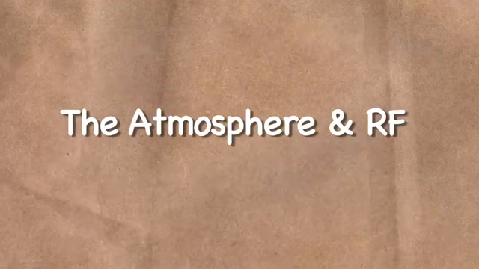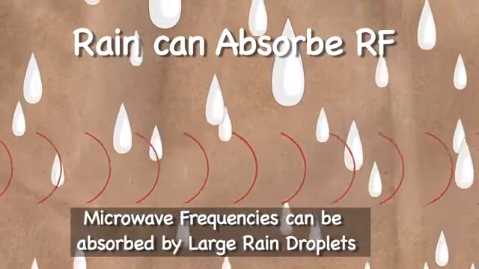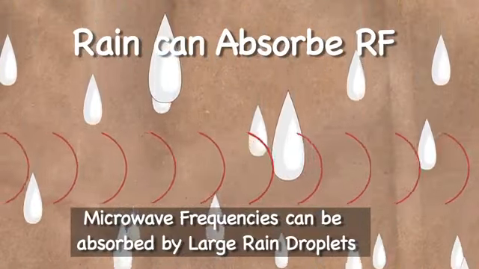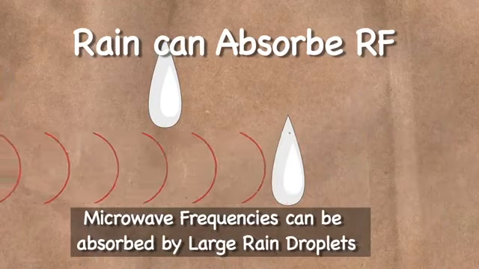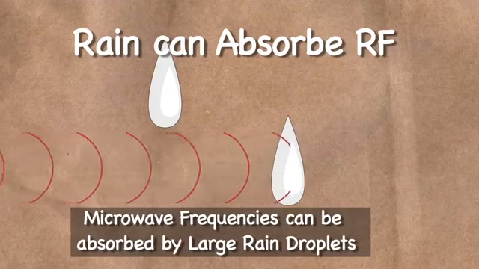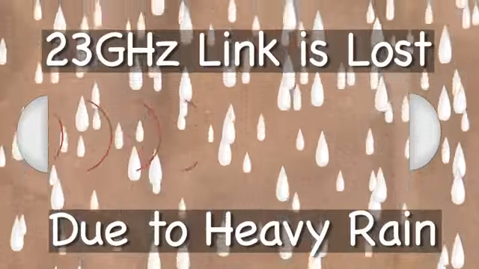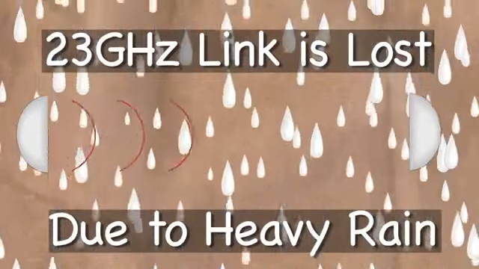Atmospheric conditions affect the way in which radio waves propagate through the air. Heavy rain can absorb certain high-frequency radio waves because their short wavelengths allow them to be absorbed by large rain droplets. Microwave links in the 23 GHz band can fade out totally during times of heavy rain, for example.